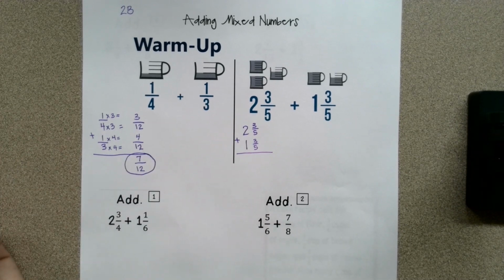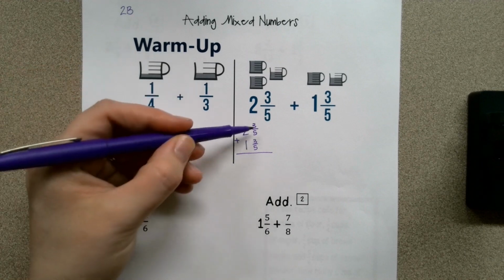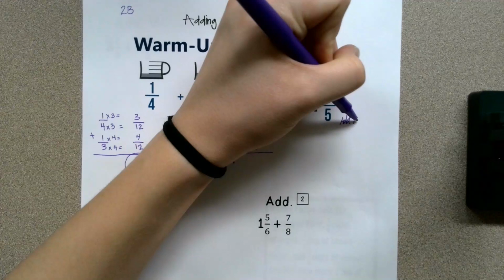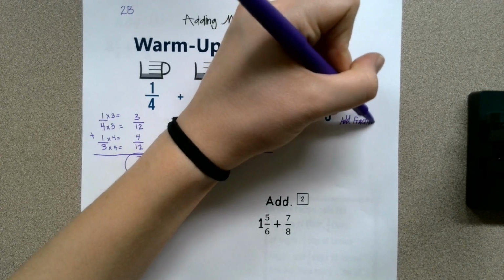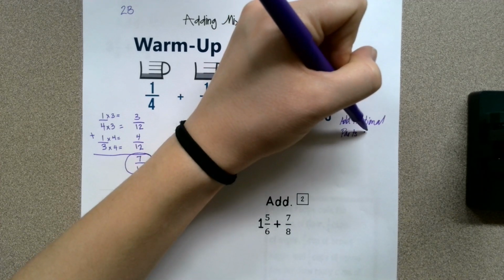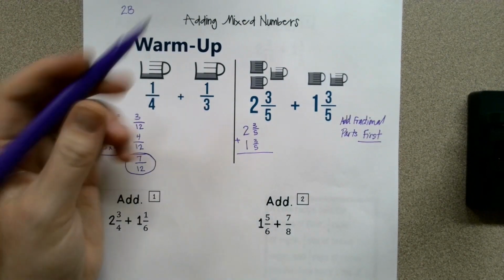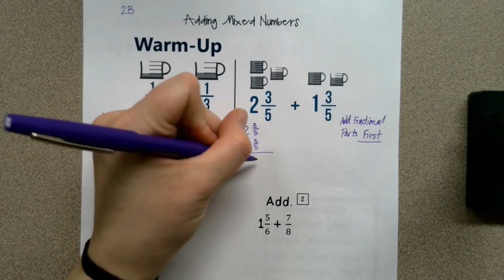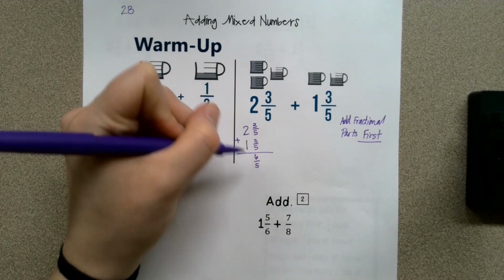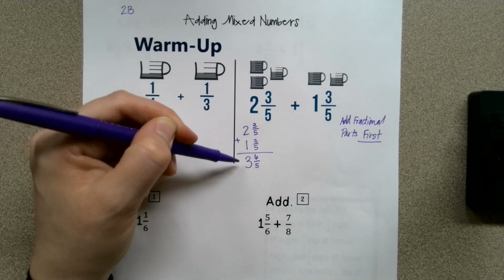You'll notice that we already have common denominators, so we don't need to multiply to create a common denominator. We can just add the fractional parts. Always add the fractional parts first. And then we'll add the whole numbers. In this case, 3/5 plus 3/5 gives us 6/5. 2 plus 1 gives us 3. So we've added the fractional parts and we've added the whole numbers.